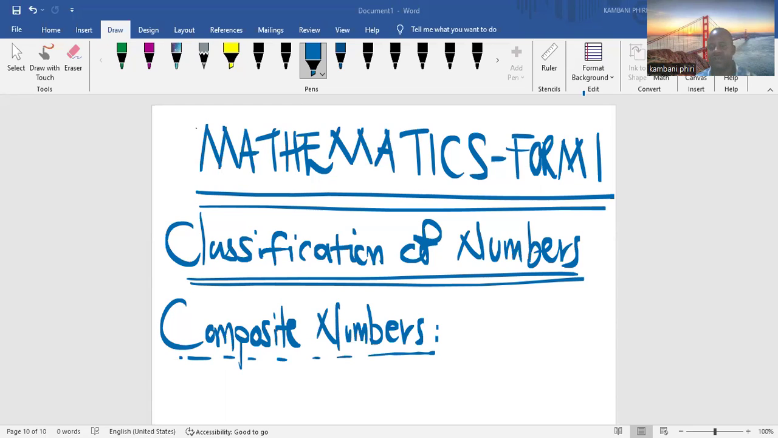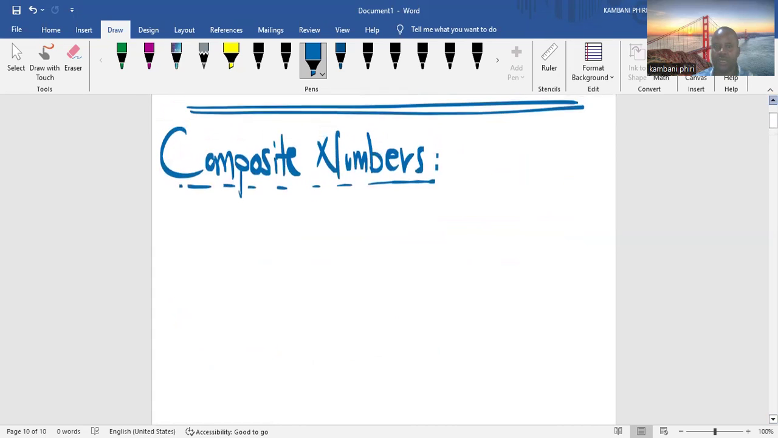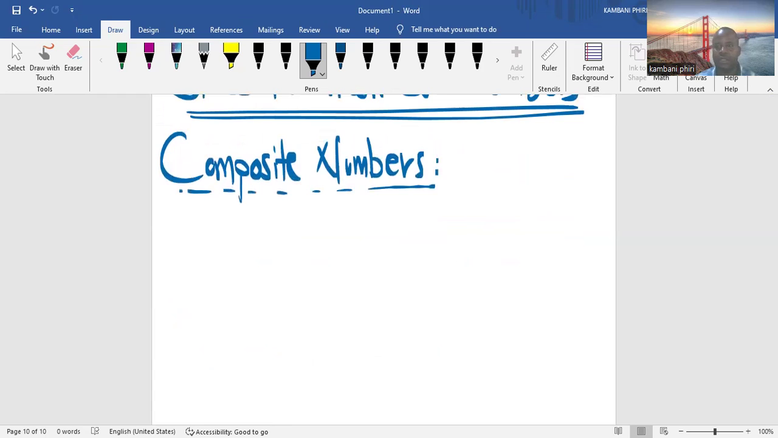Composite numbers. What are composite numbers? When a number is said to be composite, and then also we look at prime factorization. Because we've already looked at prime numbers, factorization, and so on. So what can we say about composite numbers? Now, let's look at these two cases.